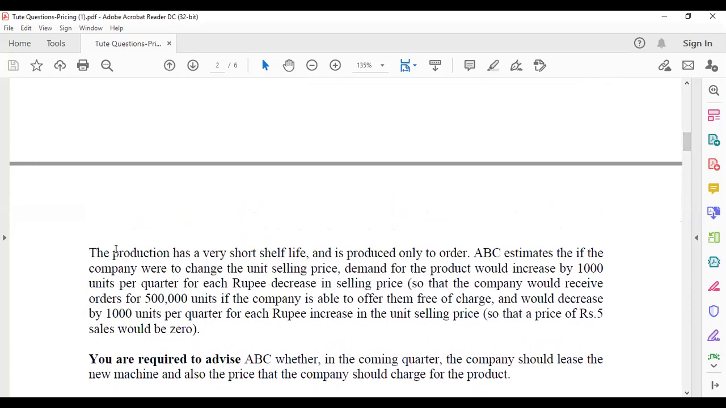Then the product has a very short shelf life, and is produced only to order. So this product is a product with a short lifetime, with short shelf life in the sense that it may not remain in the inventory for so long a period of time.